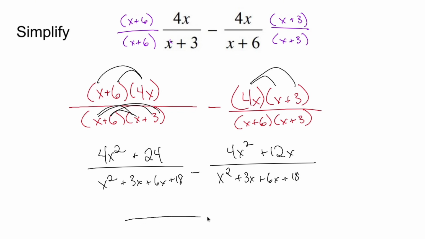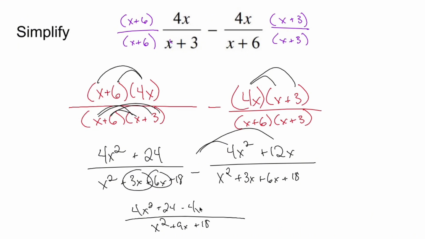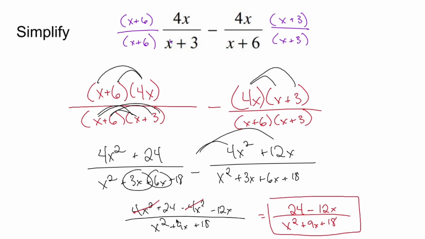Now that the denominators are the same, I can combine. I have 4x squared plus 24x, distribute the negative, so minus 4x squared, how nice, minus 12x. The 4x squared minus the 4x squared cancel each other out, and we are left with 12x over x squared plus 9x plus 18. Yuck, gross.